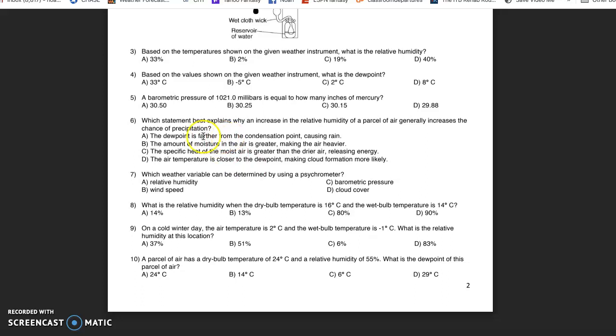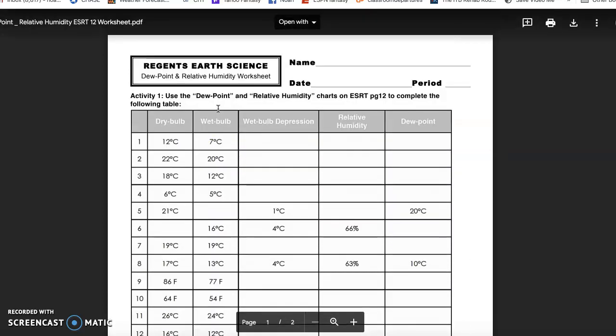Okay, A: the dew point is farther from the condensation point. First of all, it's the dew point, but no, that's the opposite. That means it would be drier. B: the amount of moisture in the air is greater, making the air heavier. It seems kind of true. C: the specific heat. No, we haven't even done that yet. D: the air temperature is closer to dew point, making clouds form. This sounds the best. The air temperature is closer to dew point, because the closer it is to dew point, the more likely we get condensation. The answer is D.